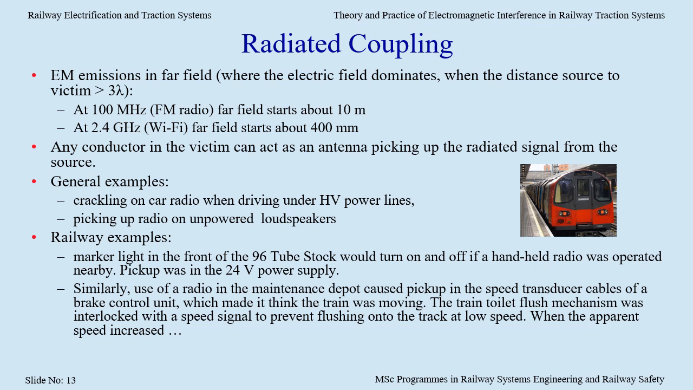In a similar vein, use of a radio next to speed transducer cables would cause one particular brake control unit to detect train movement. That's not a great problem, except on one fleet where the toilet flushing mechanism was interlocked with a speed relay to prevent flushing onto the track when the train was stationary. And I'll leave you to imagine the effect of releasing the system in the depot.